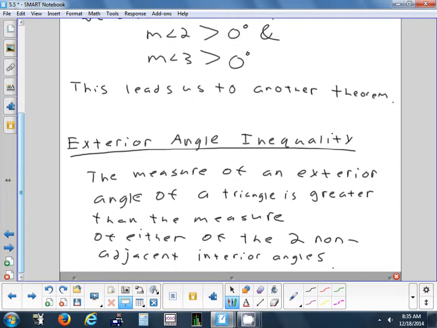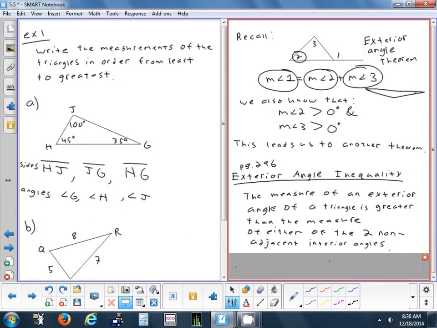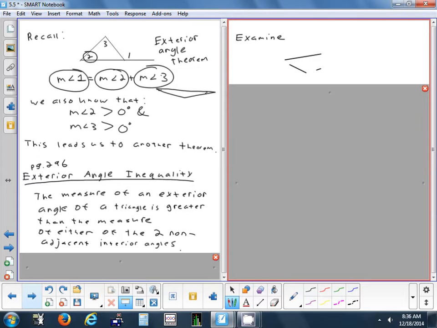Okay, and that theorem is on page 296. Any question on that theorem? Yeah. Okay, so that's the exterior angle theorem. We're not going to do a whole lot with that theorem, but it's just a fact I'd like you to understand. The exterior angle is always bigger than the two remote interior, or non-adjacent, if you want to say it that way. All right.